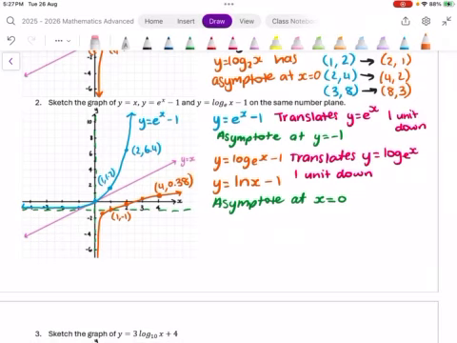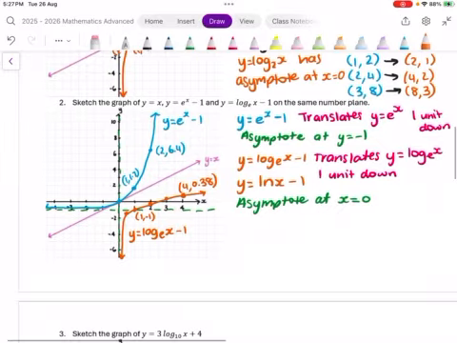Like so. Now, because we have some movement in these two, because we have the translation, it means that they are not directly inverse functions of each other around the line y equals x. Okay. What we're going to do is turn to the next page.